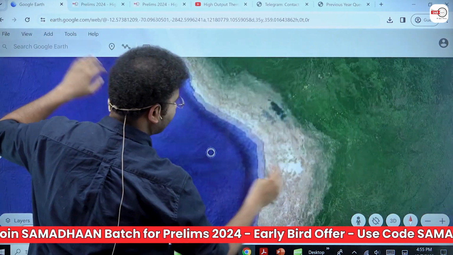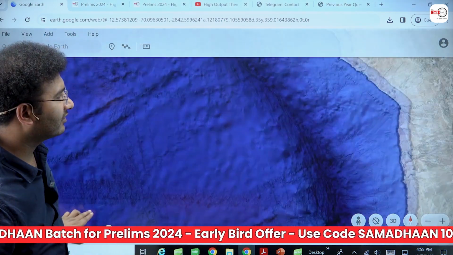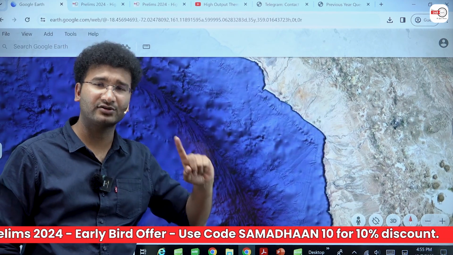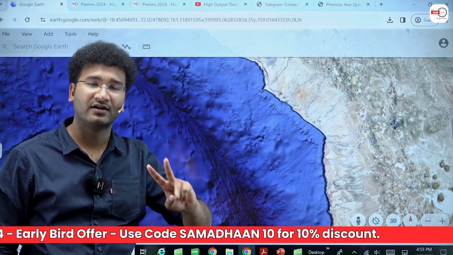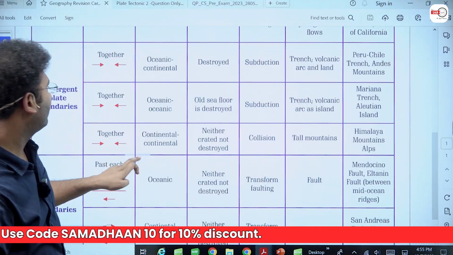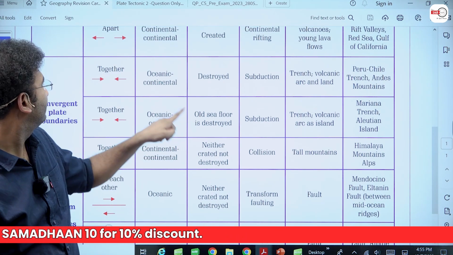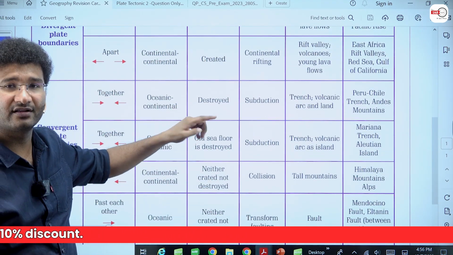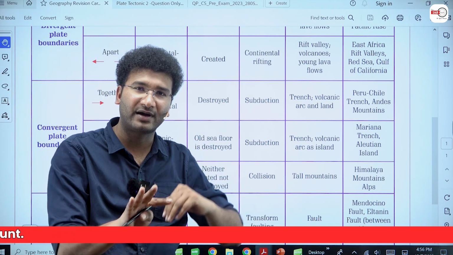Now you zoom in and you can see that deep trenches are being formed. That means trenches are formed, and volcanic mountains are also formed. So this kind of interaction will lead to the formation of one. Here, is the seafloor created or destroyed? The seafloor is destroyed. That means the seafloor is going down and melting into the mantle.